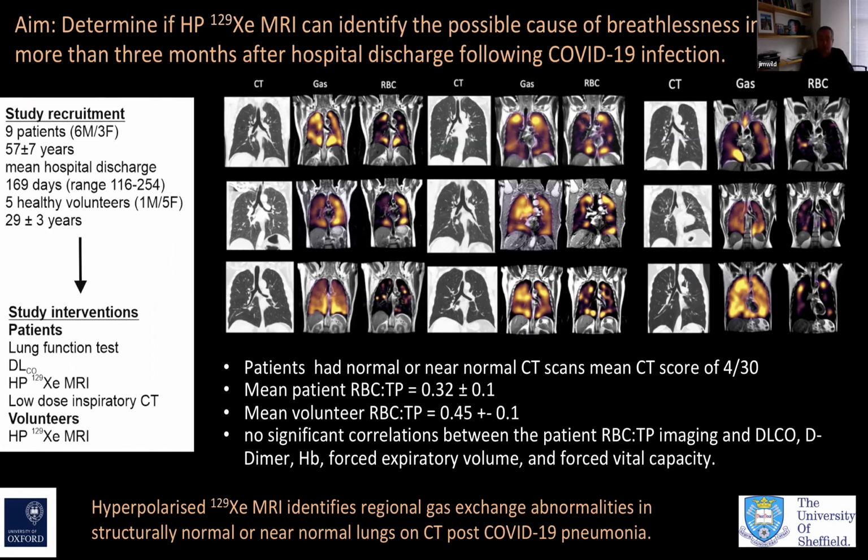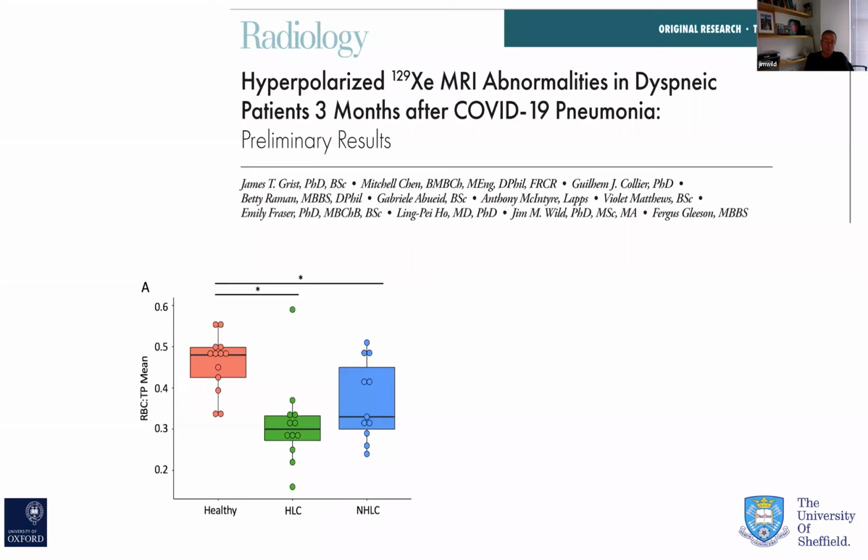And in Oxford, they recruited some post-COVID patients who had normal or near normal looking CT. And interestingly, in those patients, this was published in Radiology quite recently, and it was all over the BBC last year, we see this depleted red blood cell signal from the xenon, even though the CT structural imaging looks normal.